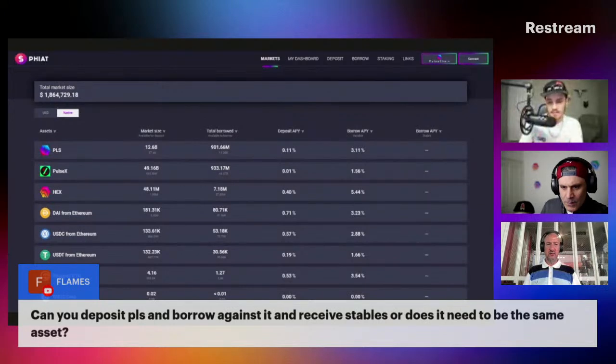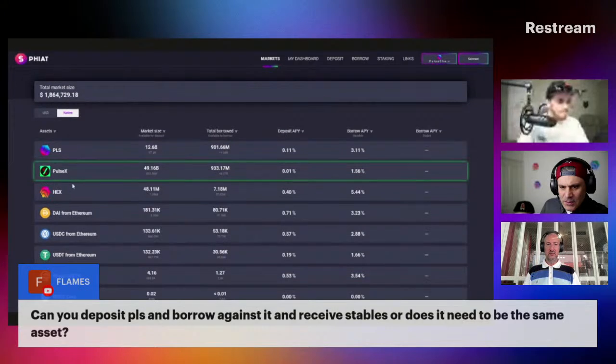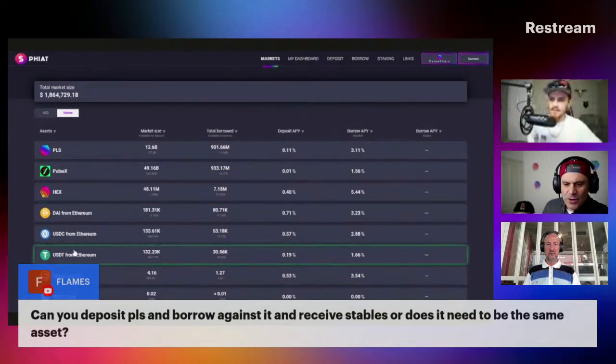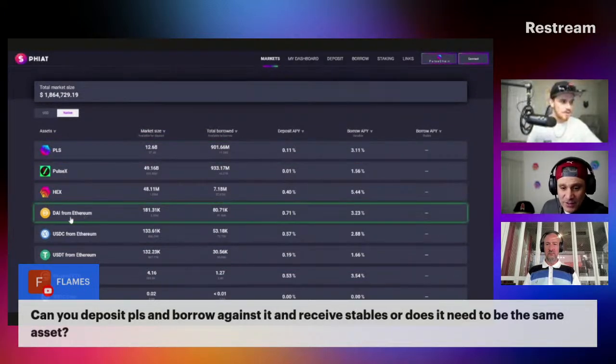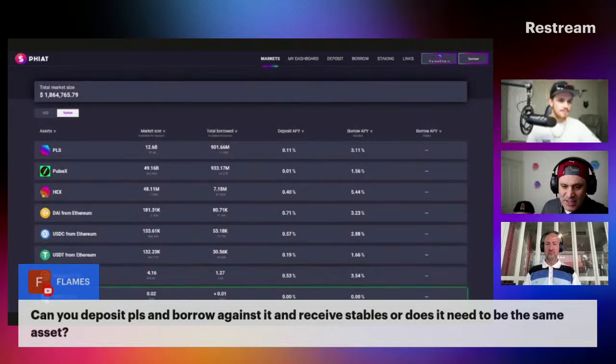It's literally just based off of your collateral versus your debt. That's all that the platform cares about. So you can borrow from this list and deposit whatever's on that list? Yes. There are 8 different options here: Pulse, PulseX, Hex, DAI from Ethereum, USDC from Ethereum, USDT from Ethereum, Wrapped ETH, and WBTC.